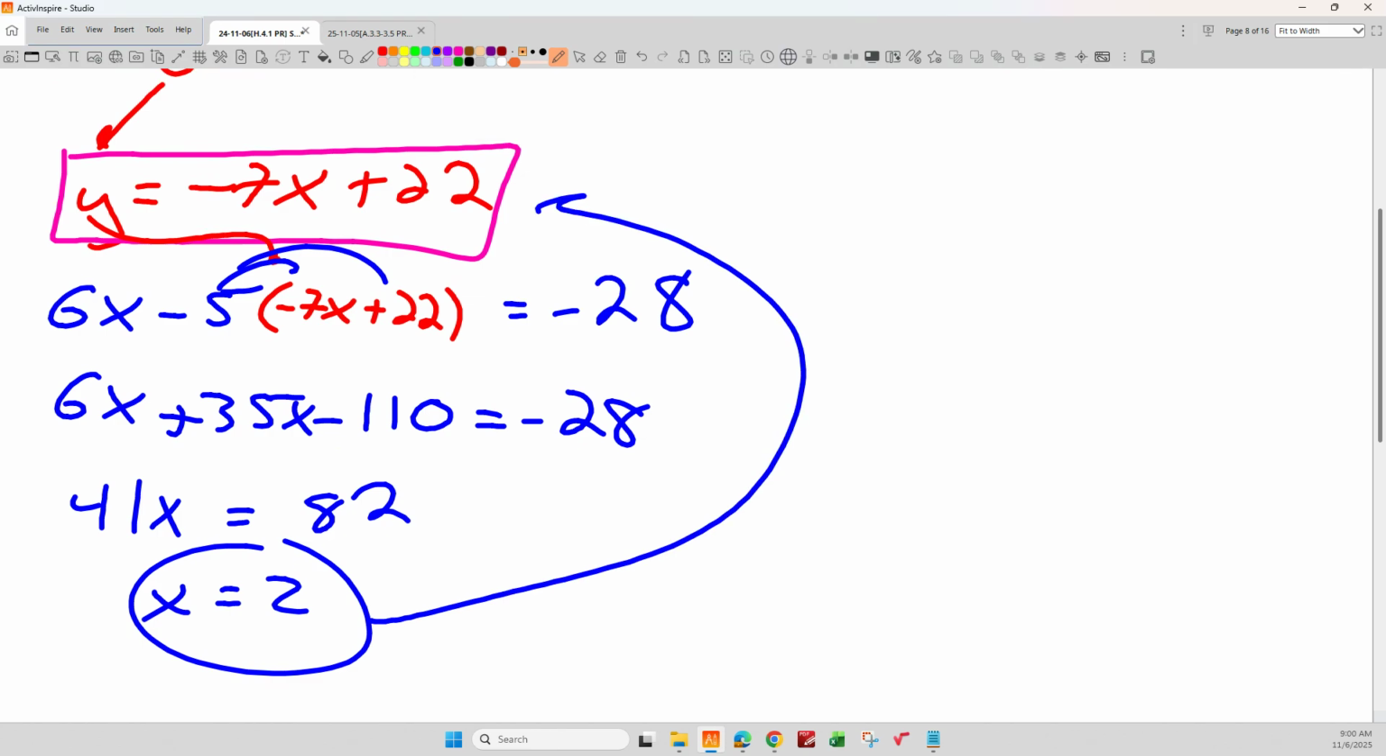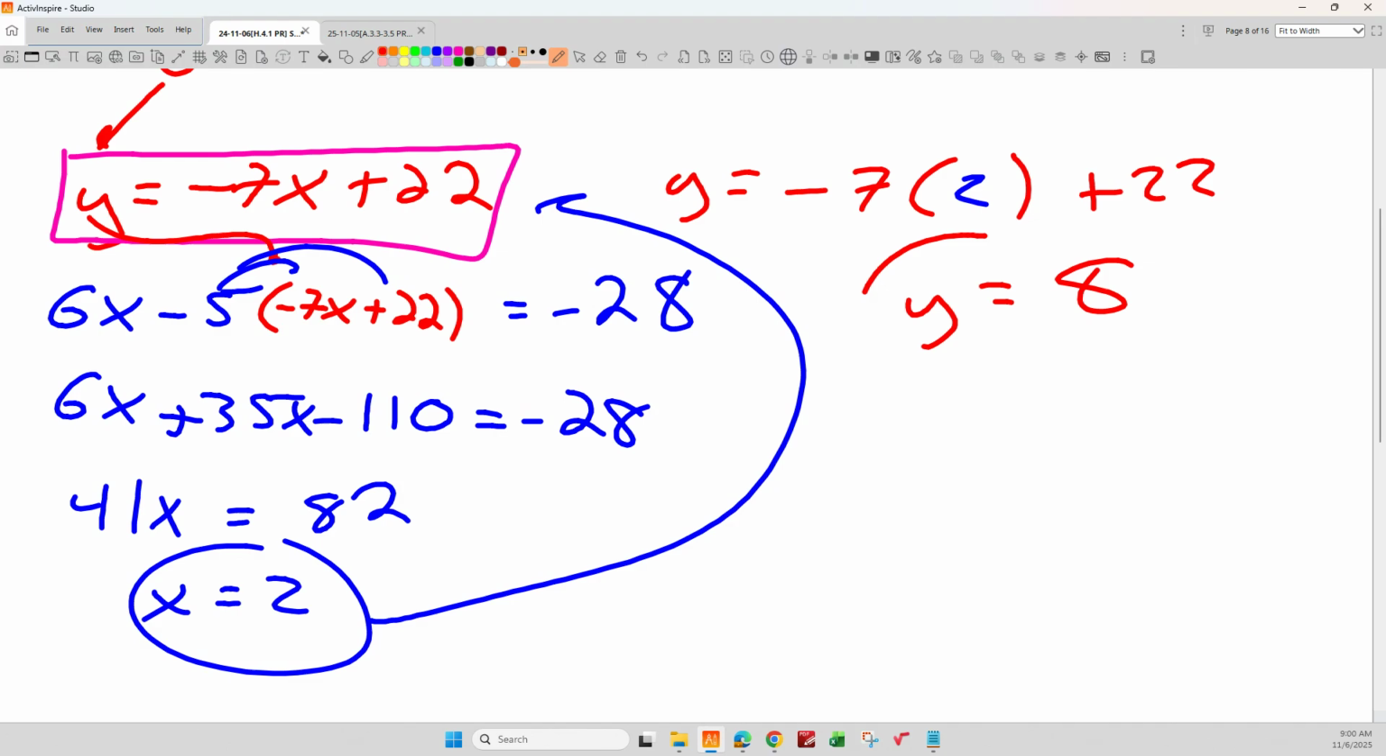If I plug into the box, we get y equals negative 7 times 2 plus 22. Well, what is that? Negative 14 plus 22? 8. Okay, and we got it, right? We got both parts. x equals 2, y equals 8.